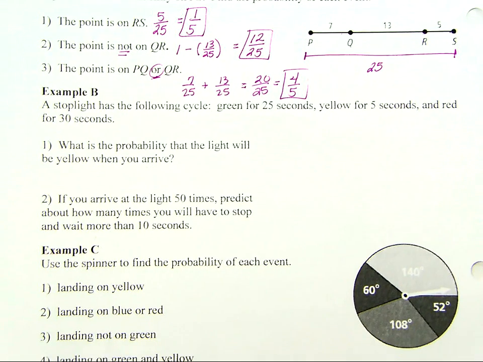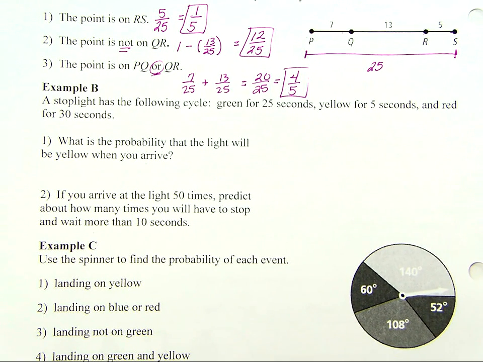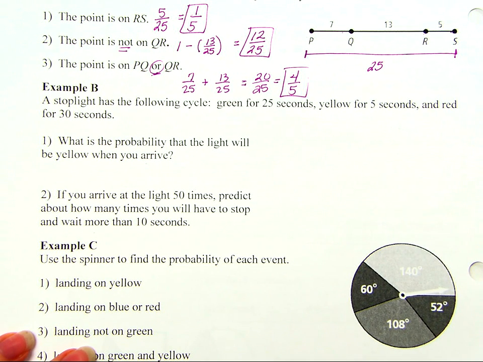Let's take a look at example B. In example B, it says a stoplight has the following cycle: green for 25 seconds, yellow for 5 seconds, and red for 30 seconds. Question 1, what is the probability that the light will be yellow when you arrive?